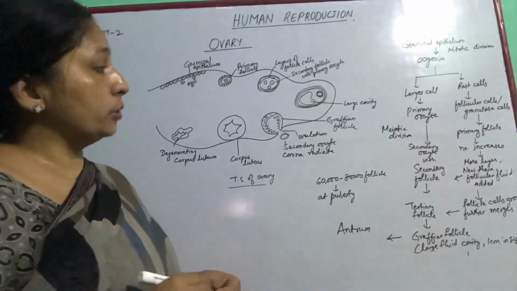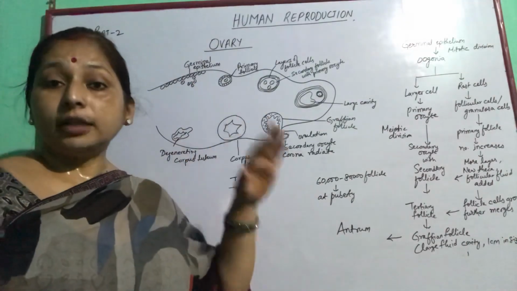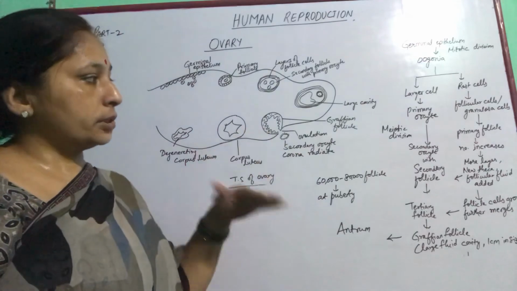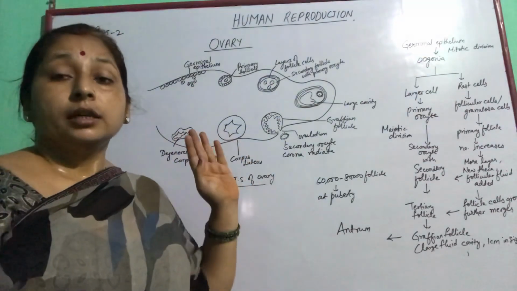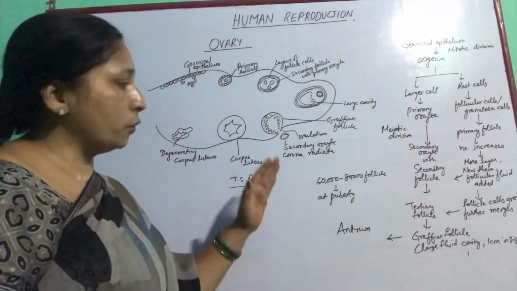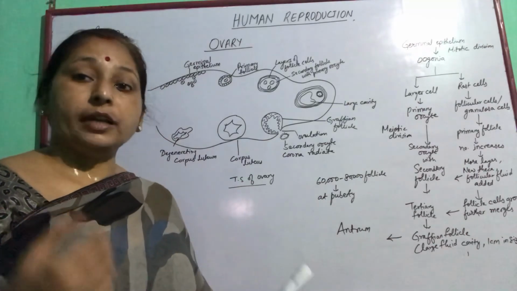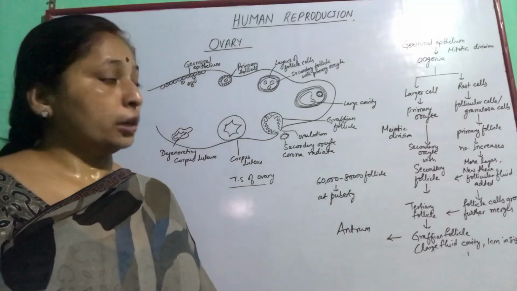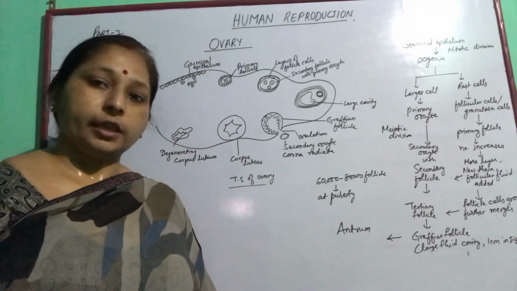So this is all about the structure. Just learn it properly. Try to first understand the steps involved and learn the diagram. The diagram is TS of ovary, and the process of formation is very important. These two are very important questions from the examination point of view. Thank you, students.